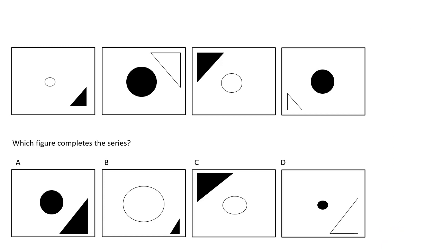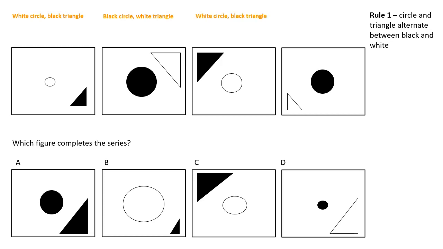Okay, so this series has 2 rules. The first is that the circle and triangle change between being black and white. So we can work out that in the next figure, the triangle should be black and the circle should be white. So we can rule out A and D.